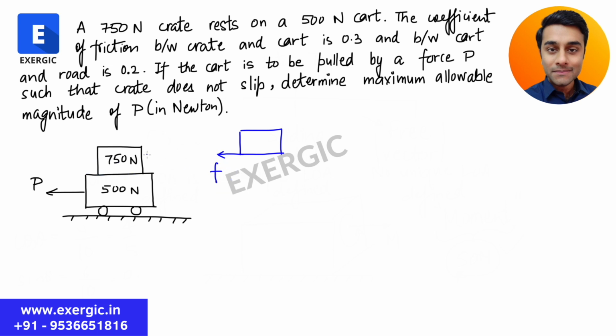Let us call this body A and this body B. So FA, friction acting on A, is pushing it forward. What is the other force acting? Which is weight. Weight is acting in the downward direction. This is weight, 750 Newton. Normal reaction will be in the upward direction without any doubt.